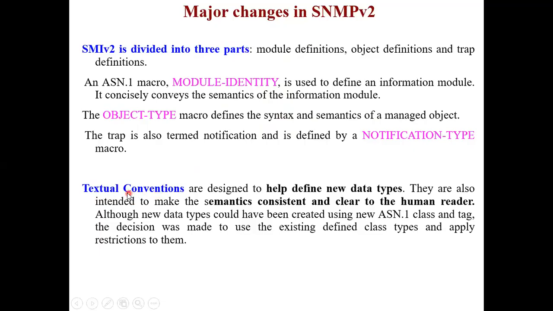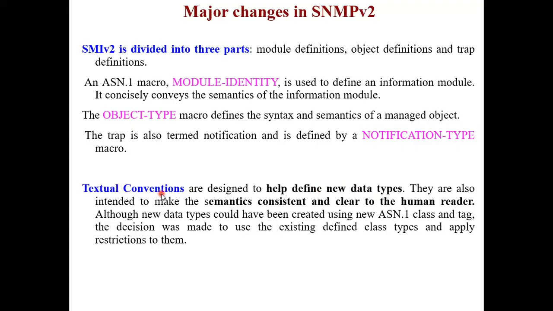Now, what is textual convention? We are talking about SMI, which was enhanced. Some textual conventions and conformance were added. So what are textual conventions? They are actually helping us to define new data types. They are also intended to make the semantics consistent and clear to the human reader. We have seen data types when we were doing the ASN.1 and TLV encoding. The data types should not be limited. So if I want to define new data types, that's why textual conventions are there.